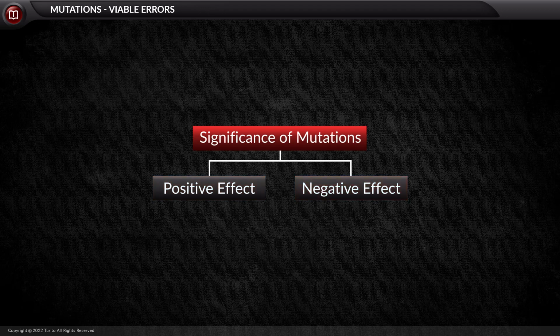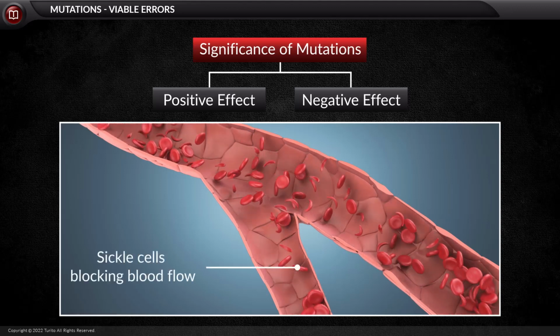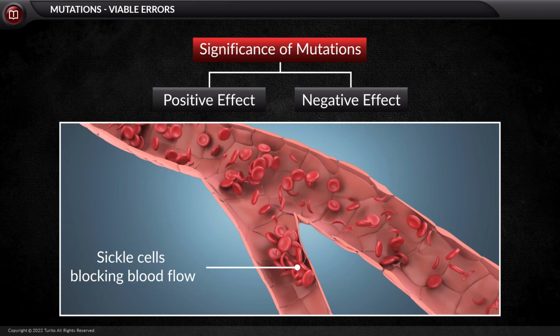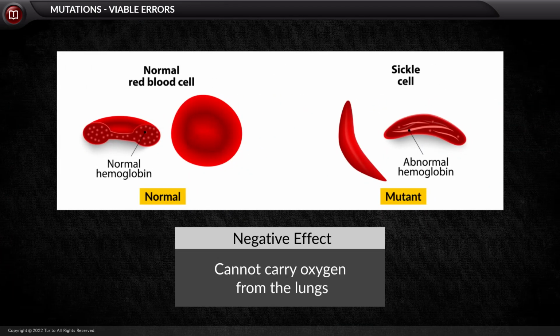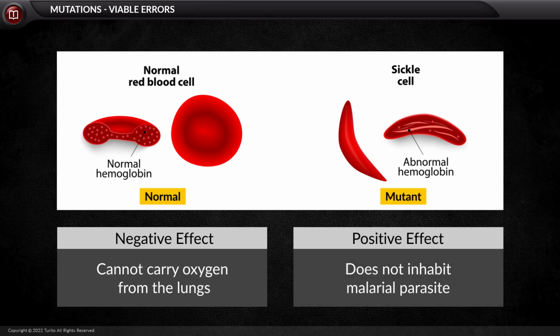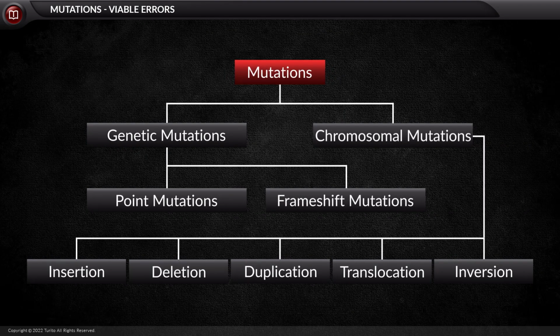To cite an example, sickle cell anemia is one such mutation that has negative as well as positive effects. A negative effect of this mutation is that sickle-celled RBCs cannot carry oxygen from the lungs. On the other hand, a positive effect is that they provide resistance to malaria in people who possess the abnormality. Thus, we have an insight into mutations and types of mutations.